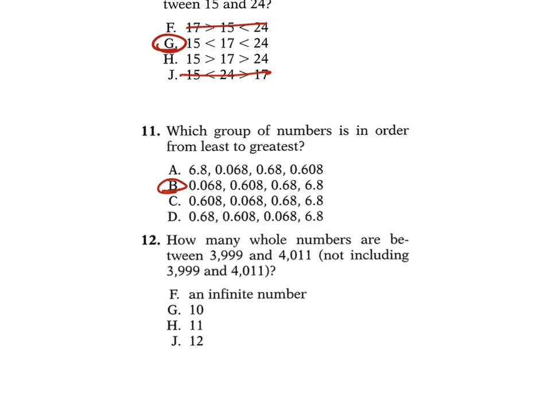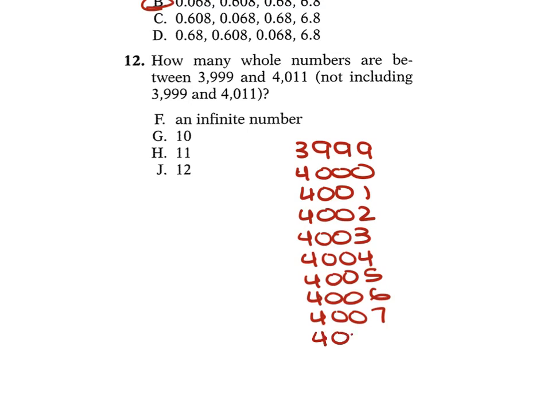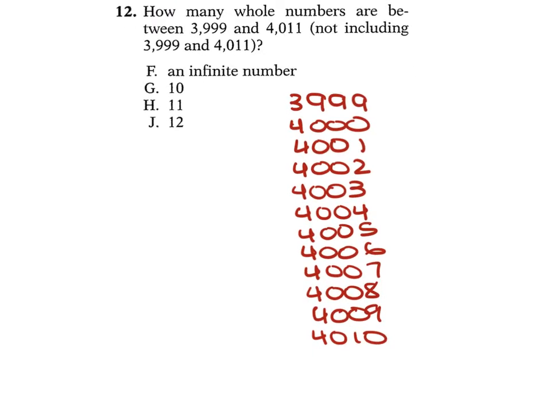We have 3,999. Then there's 4,000, 4,001, 4,002, 4,003, 4, 5, 6, 7, 8, 9, 10, and 11. So not including these, how many are there? 1, 2, 3, 4, 5, 6, 7, 8, 9, 10, 11.